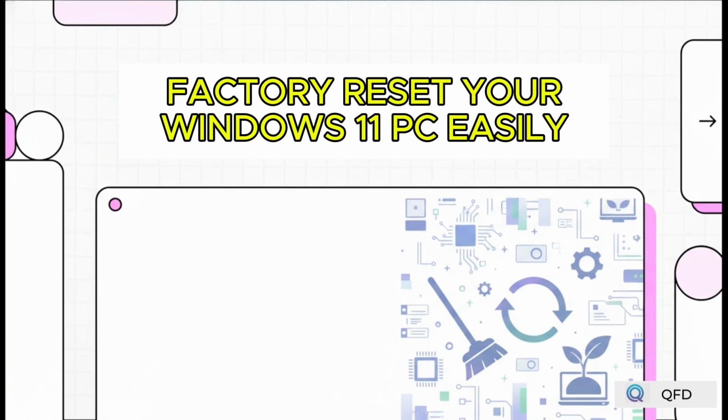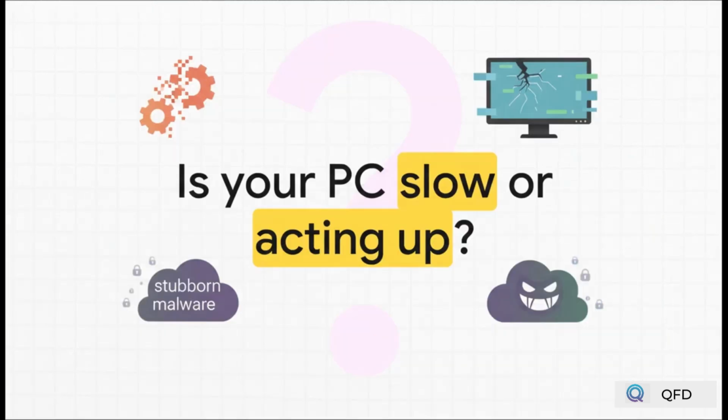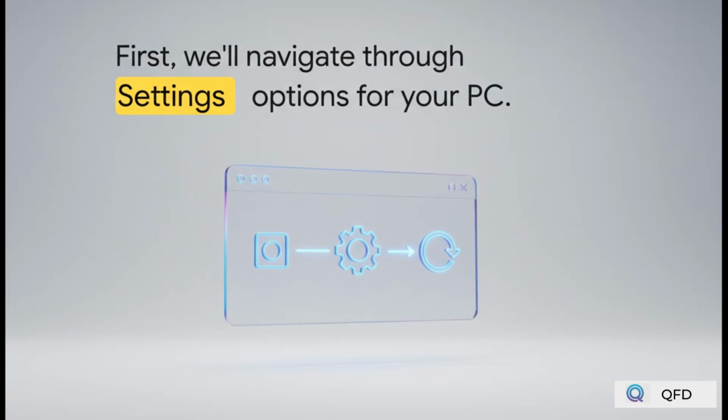All right, let's walk through giving your Windows 10 or 11 PC a much-needed fresh start. A factory reset can fix all that, even stubborn malware. So let's dive right in. Now the path's a little different for Windows 11 and 10, but both are super simple.